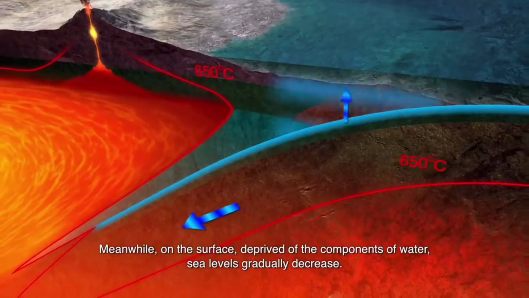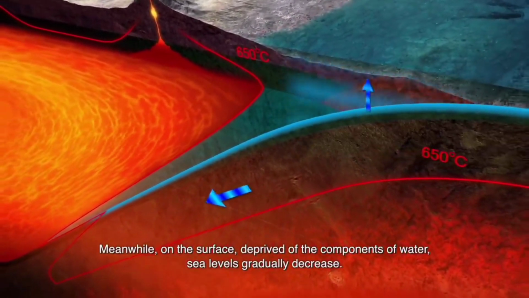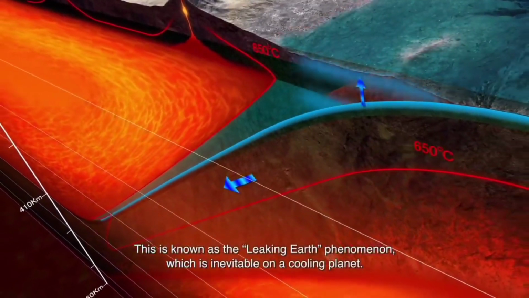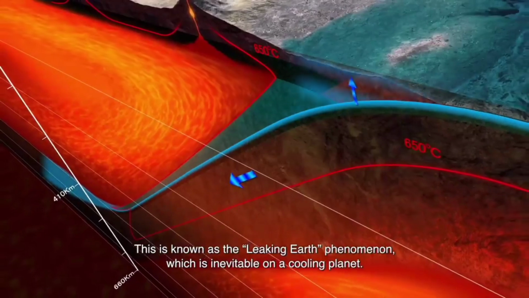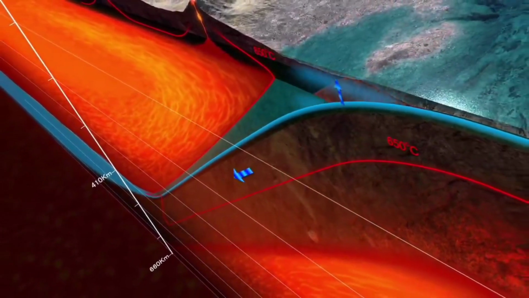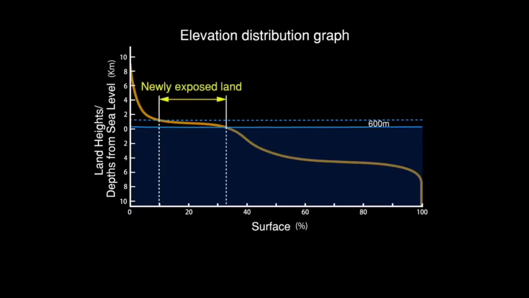Meanwhile, on the surface, deprived of the components of water, sea levels gradually decrease. This is known as the leaking Earth phenomenon, which is inevitable on a cooling planet. This leaking effect moved 3% of all seawater into the deeper mantle. Sea level dropped by 600 meters.